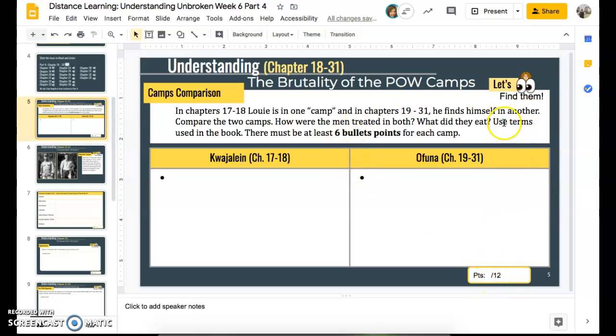I also say in here to use terms used in the book, okay? So I wouldn't just say they eat food. Well, what kind of food did they eat, okay? Or I wouldn't just say they had propaganda shoved in their faces. Well, what was the propaganda called? Okay, so that's what we're talking about when we say use the terms in the book, okay?